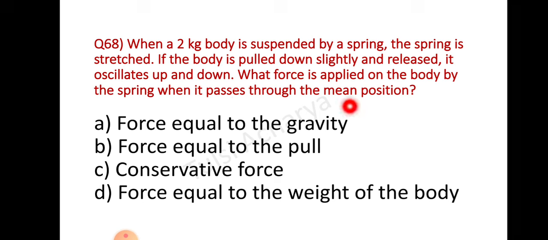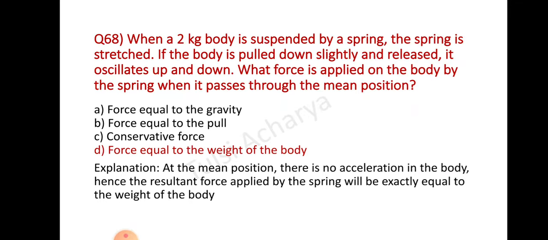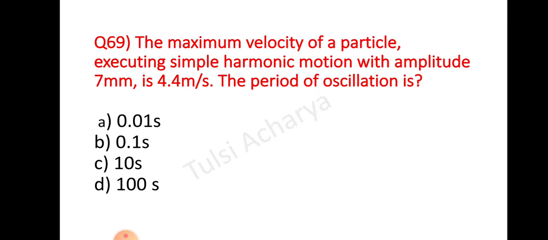The spring passes through the mean position. In this case, when the spring passes through the mean position, the force should be equal to the weight of the body, because at the mean position there is no acceleration. No acceleration means the resultant force will be 0. Resultant force will be 0 if force is equal to the weight of the body. Now let's move to question number 69.